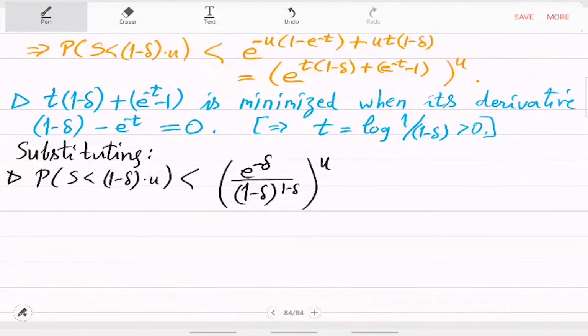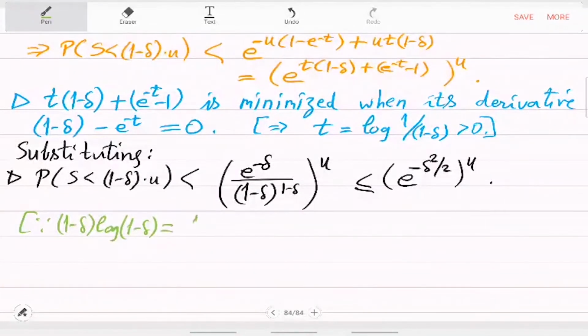You can also work with this expression, but there is a nicer expression. You can upper bound it by e raised to minus delta square by 2. Okay, why is that? Basically just look at (1 minus delta) log of (1 minus delta) expansion. So that is log of 1 minus delta is minus delta square by 2 minus delta cube by 3 and so on, which is minus delta plus delta square by 2 and positive things.